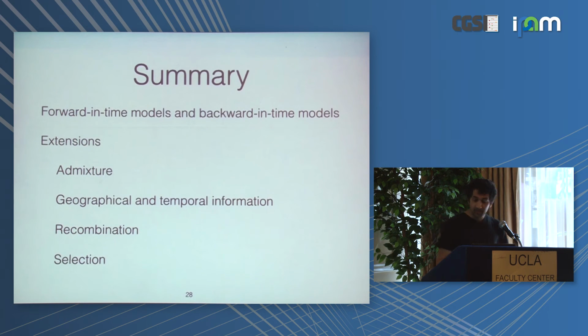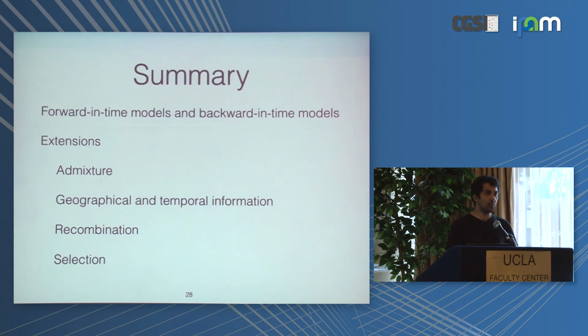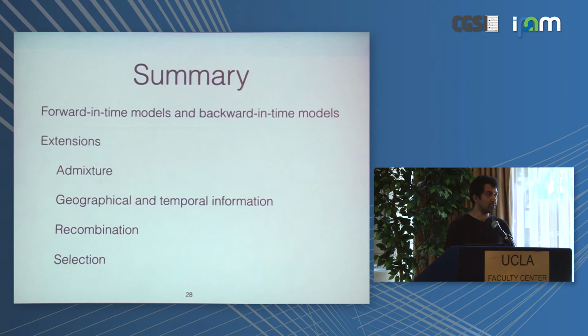So just to summarize, you can think of these forward in time and backward in time models as 2 complementary ways of modeling the evolution of a population. In fact, it turns out that they are mathematically equivalent in some sense. And I've briefly talked about extensions to the case where there is admixture. That's still a fairly complicated situation. We know a lot less about how to handle them compared to the case of simple phylogenetic trees. Other kinds of extensions that people have been working on are how do you deal with geographical as well as temporal information, for example, what you might get out of ancient DNA.